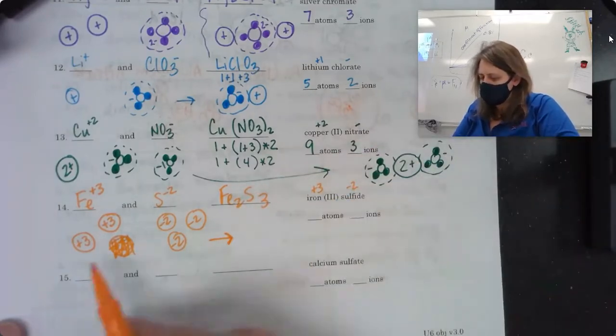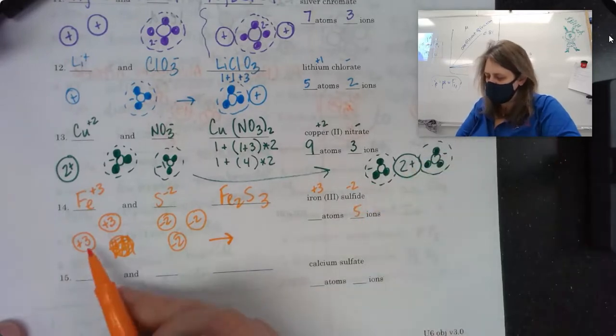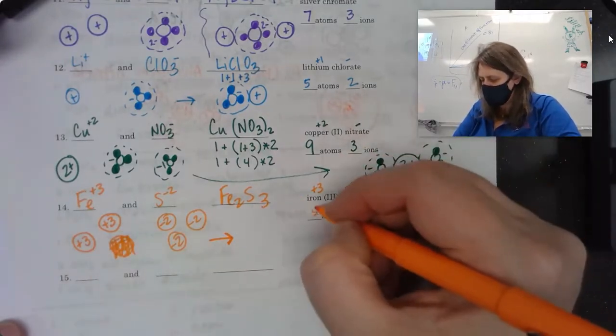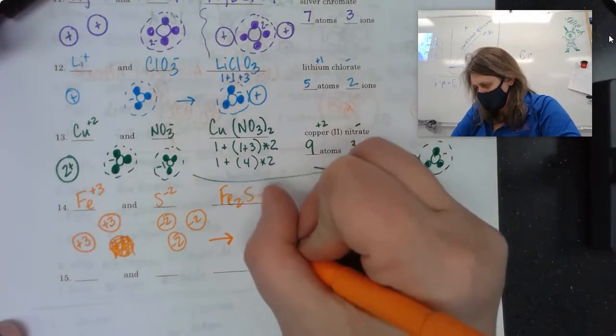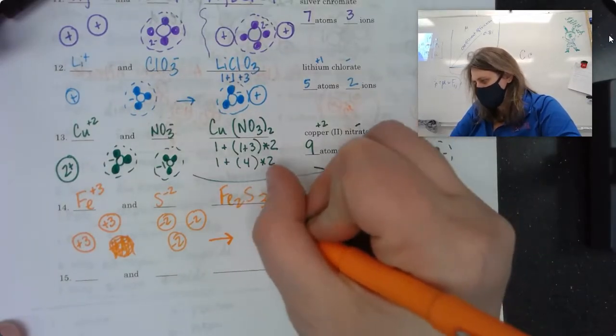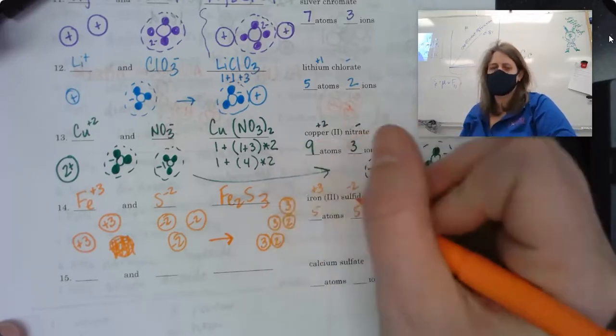Anyway, so I've got 1, 2, 3, 4, 5 ions and 1, 2, 3, 4, 5 atoms. Whoa. I know. This thing just forms a repeating pattern, by the way. It forms a solid.